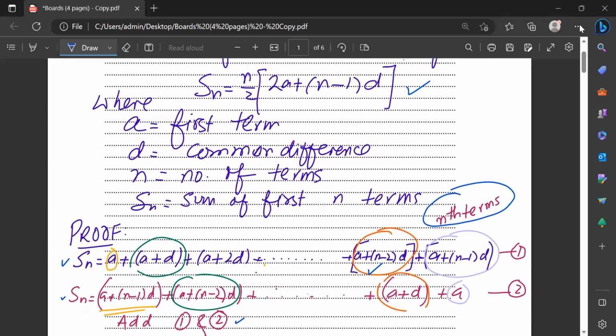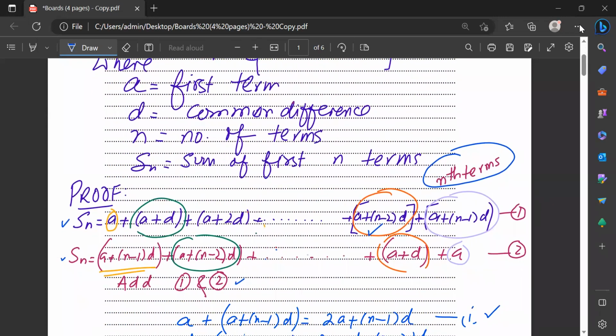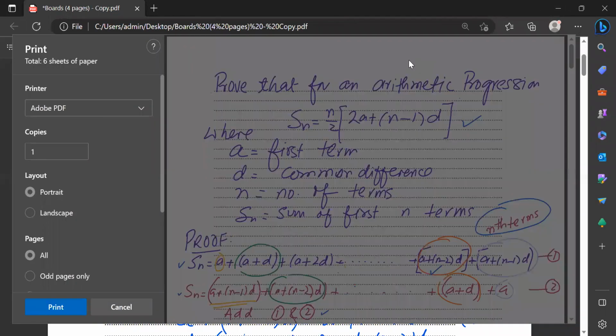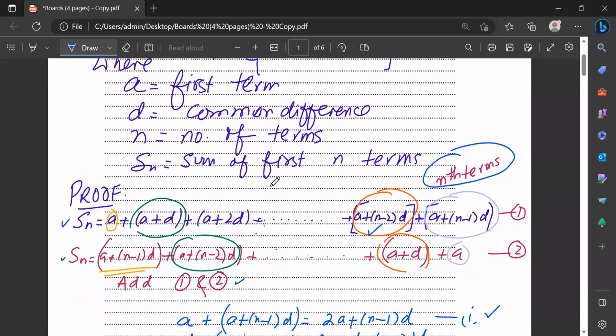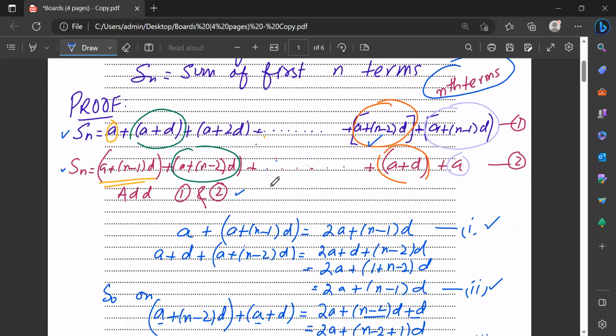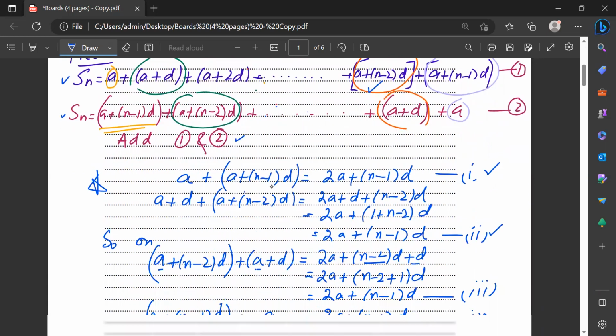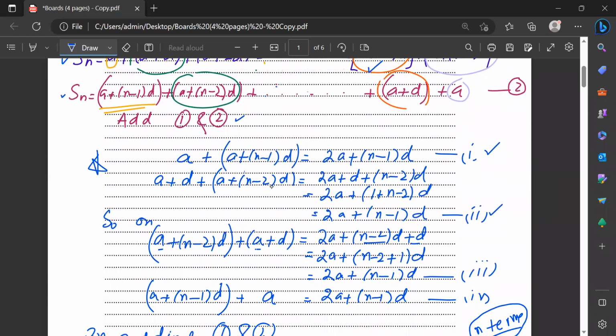So first I wrote Sn by adding the different terms of the AP, n terms, and then for the second equation, I wrote the sum in the reverse order. By writing the sum in the reverse order, we have different terms there. Then I added 1 and 2. I added first term to the first term, second term to the second term, just to create this thing. So this working is very important. I added first term to the first term, and we have 2a plus (n minus 1) into d, and so on. The sum is coming the same each time: 2a plus (n minus 1) into d.